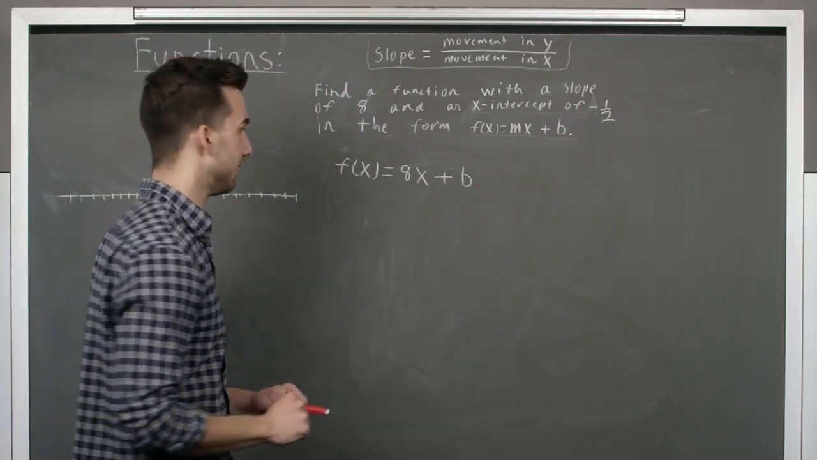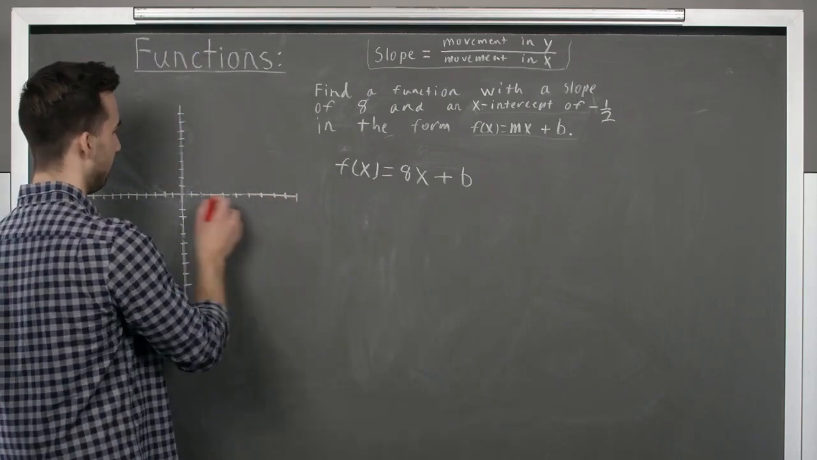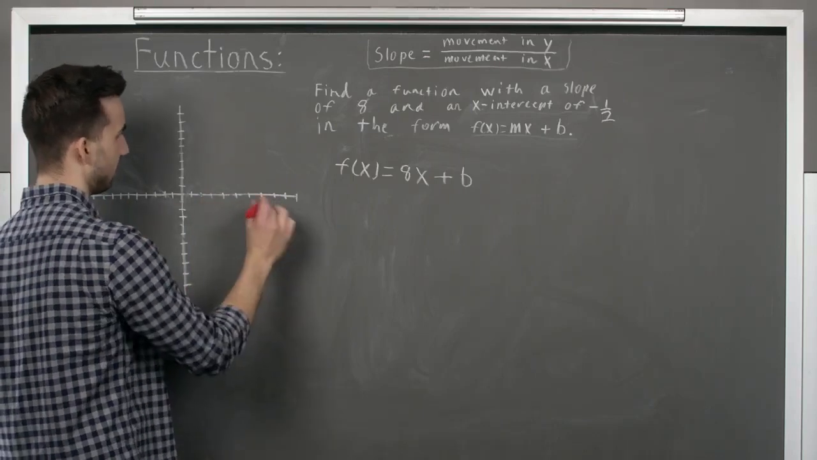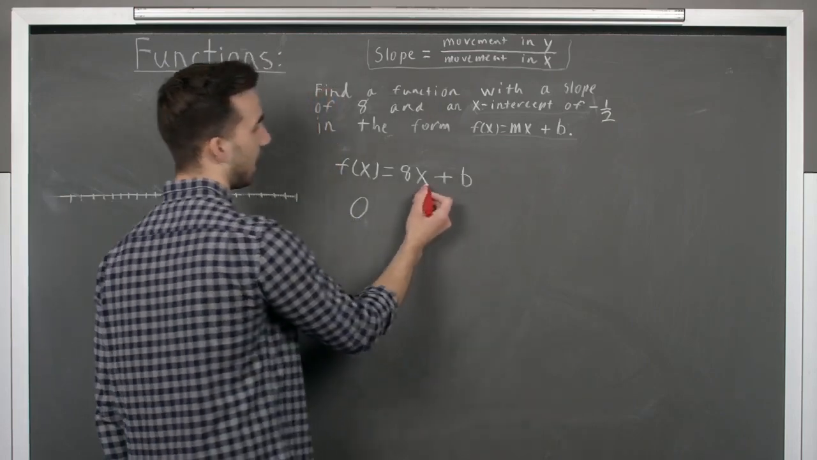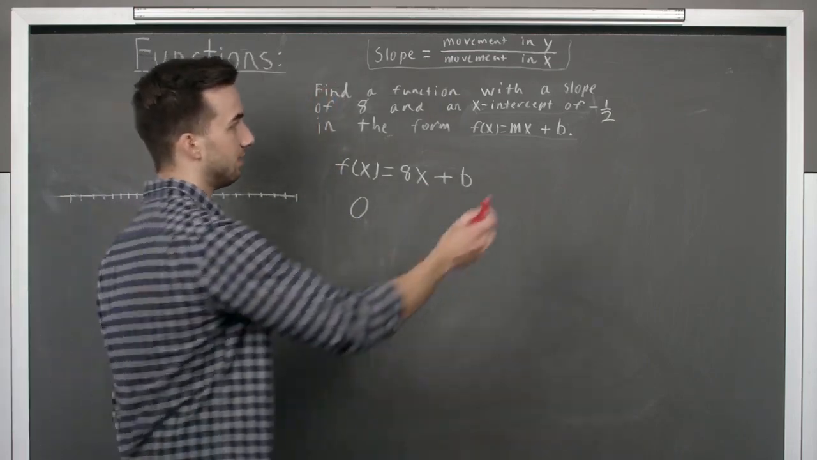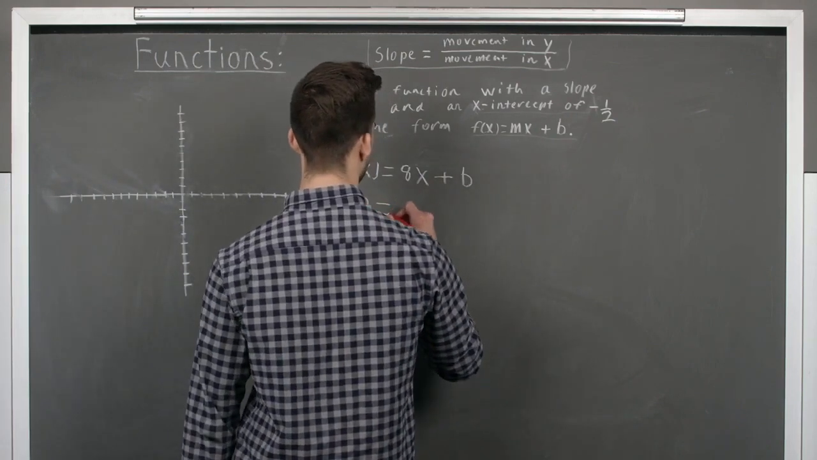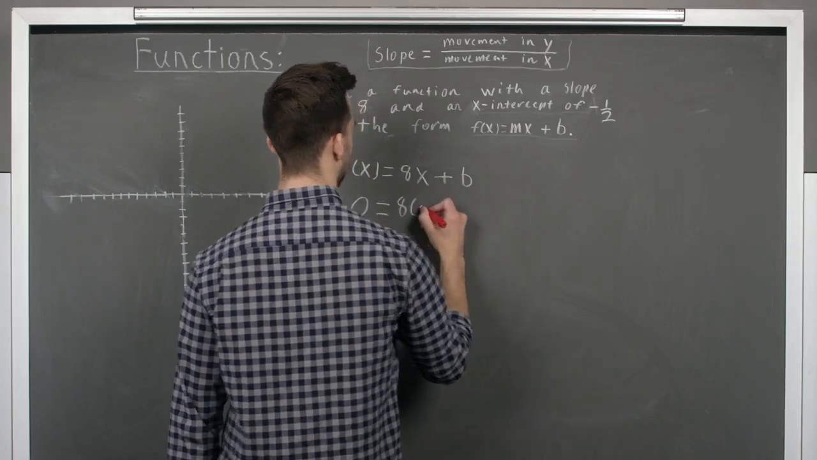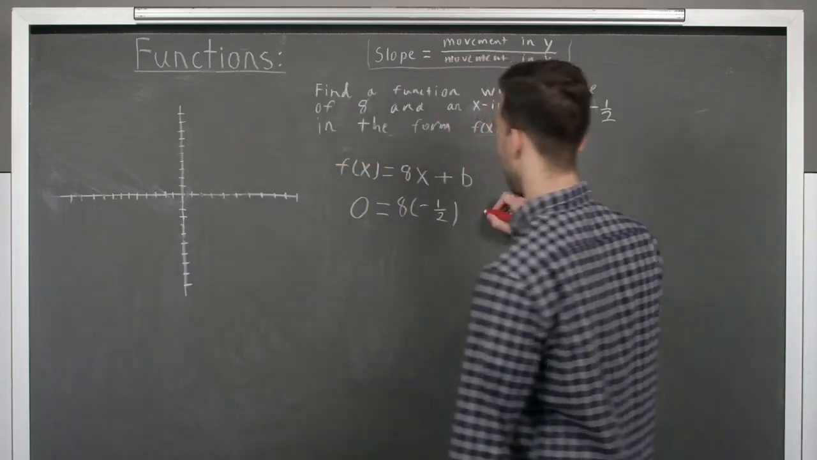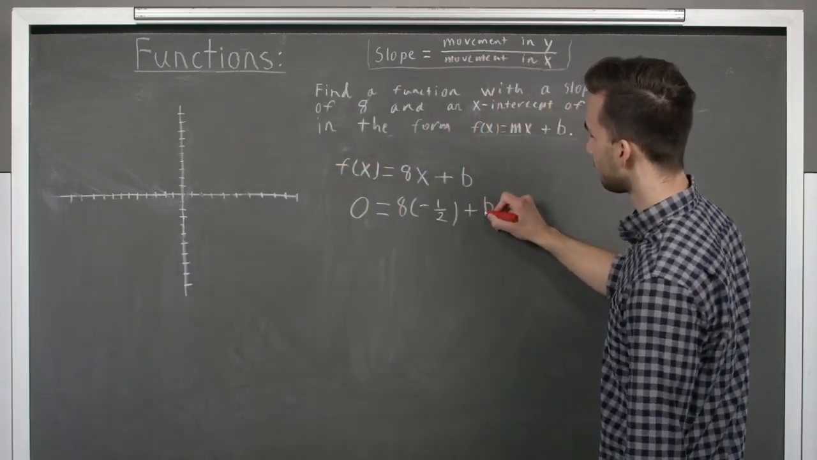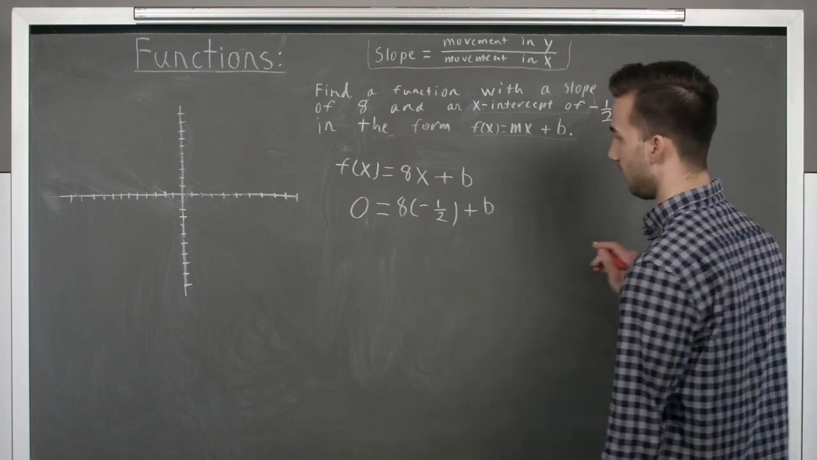All we have to do is set the function equal to 0, right? Because the x-intercept is when y is equal to 0, when the function is equal to 0. So we have 0 on this side, and we know that our x will be -1/2, right? So we have 0 equals 8 times -1/2, and then plus b. So now this is an equation with one variable. We can easily solve it.